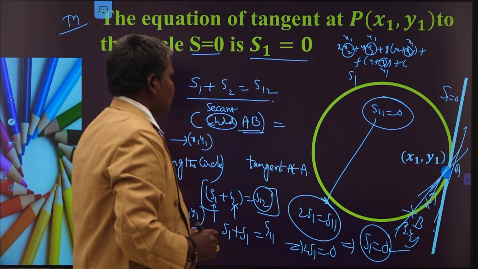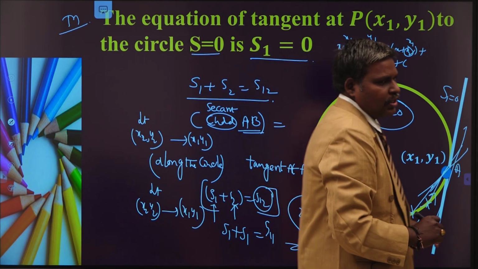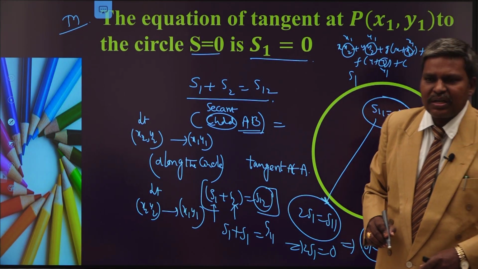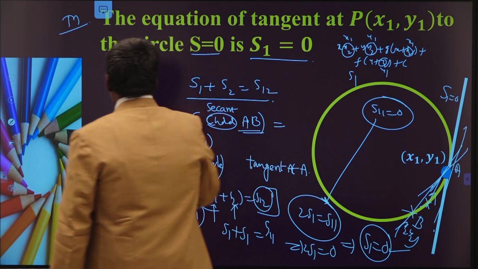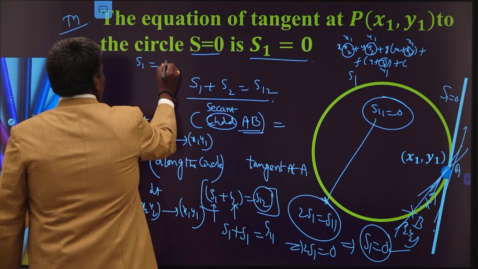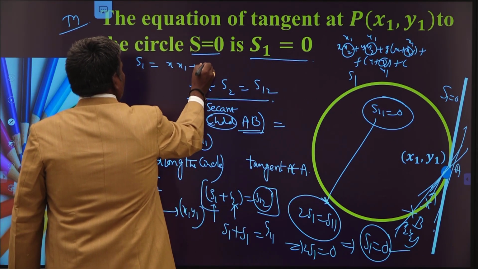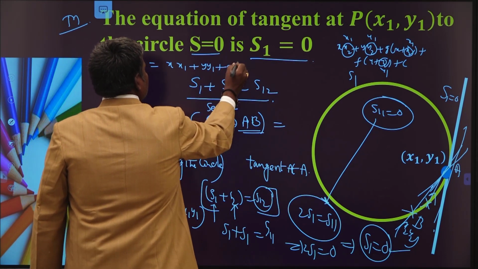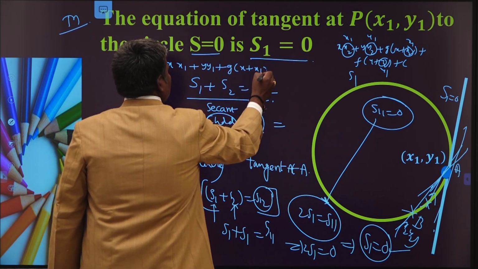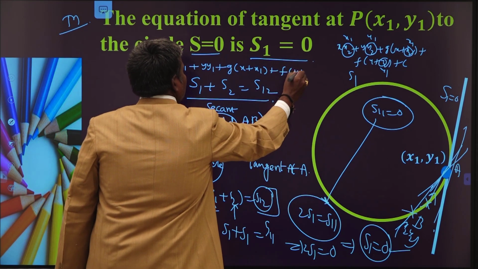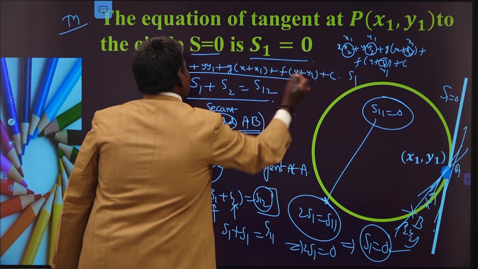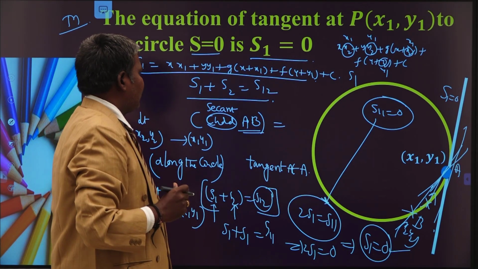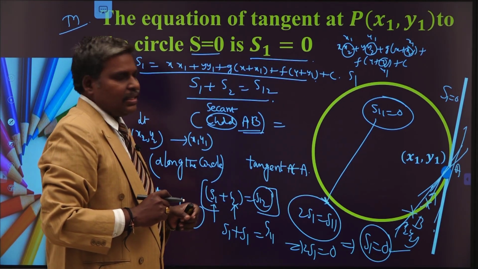Particular tangent. It is said to be the particular tangent to the circle at the given point (x1, y1) to the circle S is equal to 0. What is your S1? xx1 plus yy1 plus g times (x plus x1) plus f times (y plus y1) plus c. This is the equation of the tangent at (x1, y1) to S is equal to 0.